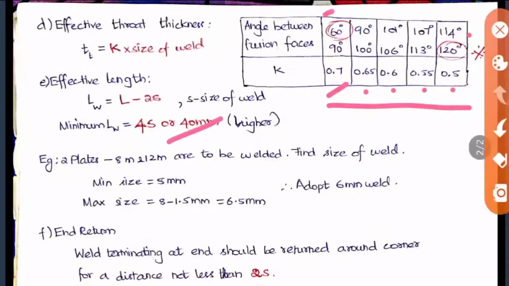So these values are important, so they will be asking this. So just remember these values. Okay, so I have given an example here so that you will be clear. So two plates of size 8 mm and 12 mm are to be welded. Find the size of the weld that has to be provided.